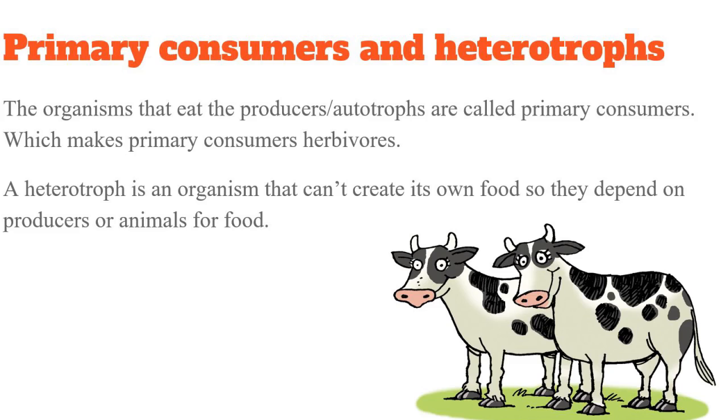The organisms that eat the producers or autotrophs are called primary consumers, which makes them herbivores. A heterotroph is an organism that can't create its own food, so they depend on producers or animals for food.